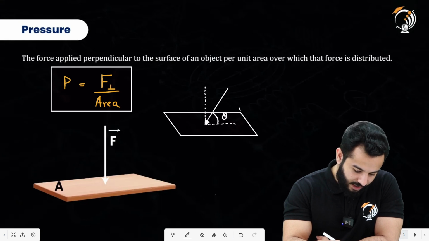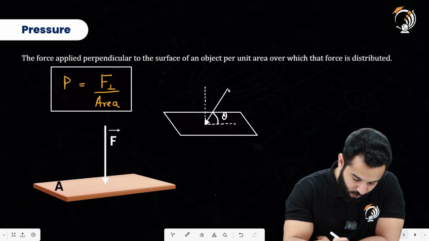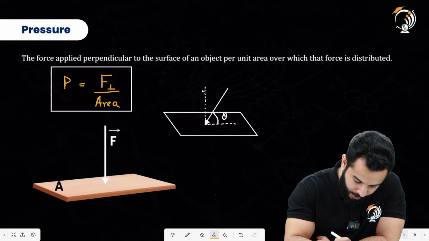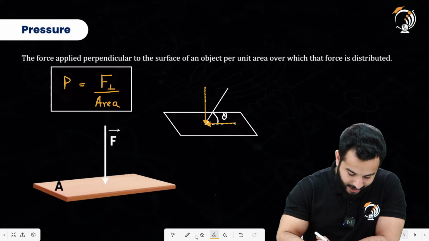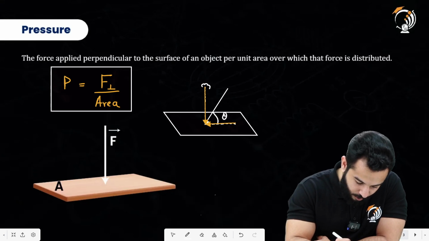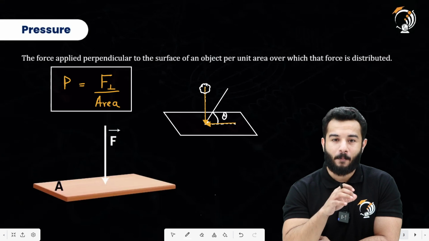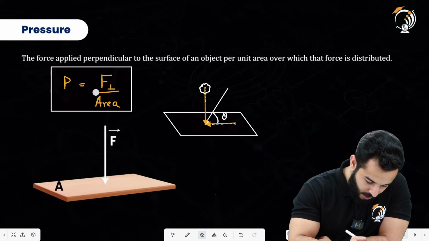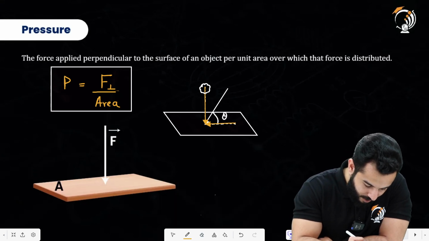So if this angle is theta, we are going to break down this force into two components. One component of this force is perpendicular to the surface, something like this, and one component is tangential to the surface, something like this. Again we will just talk about the force which is perpendicular to the surface. Only that component of force applies the pressure, or what we call pressure, right? So the formula is perpendicular force divided by area.